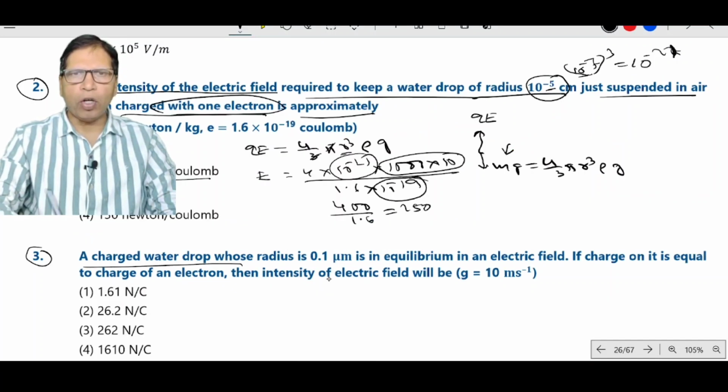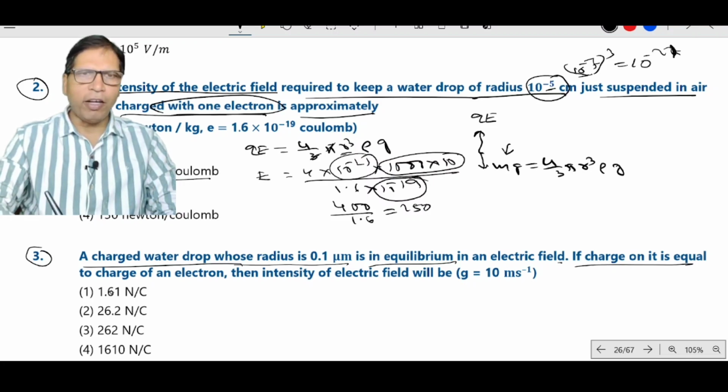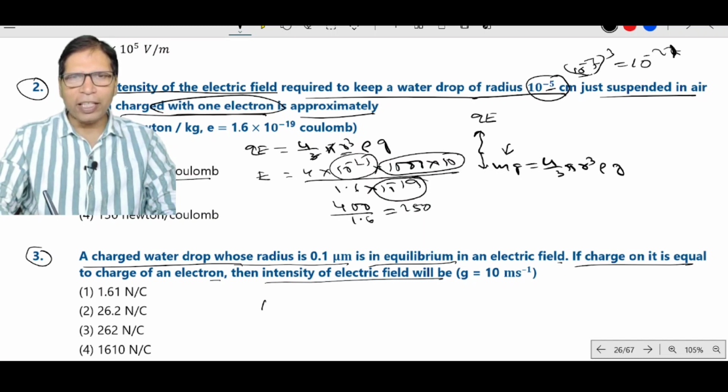Now question number 3. A charged water drop whose radius is 0.1 micrometer is in equilibrium in an electric field. If the charge on it is equal to the charge of an electron, find the intensity of the electric field. The force is qE, as the water drop is balanced or in equilibrium, so qE equals mg. No problem. Now E equals mg by q.